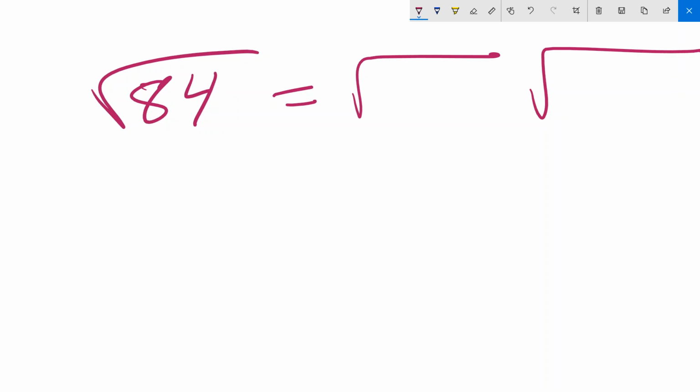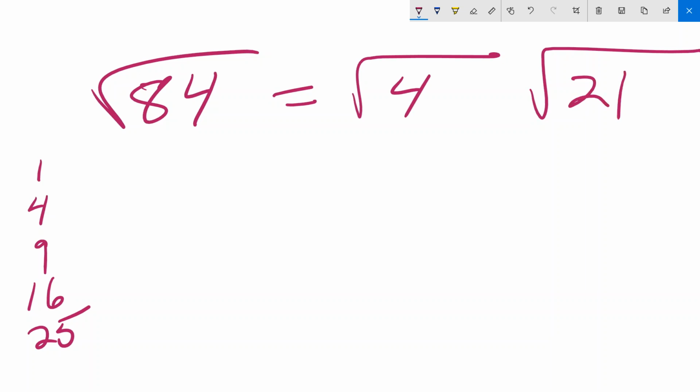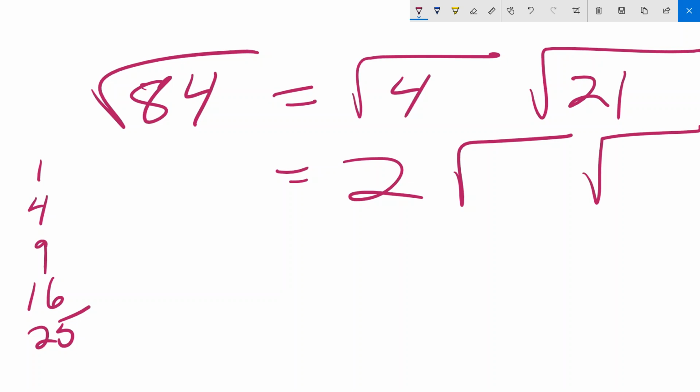Over here on the left, I'm going to list my perfect square numbers. Does any of them divide into 84? 4. How many times? 21. So that's the first step. Now what's the square root of 4? 2. Can I break down the square root of 21? I factor 21 where one of the factors is a perfect square number.